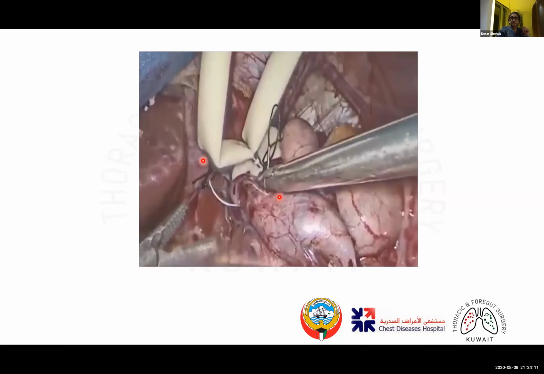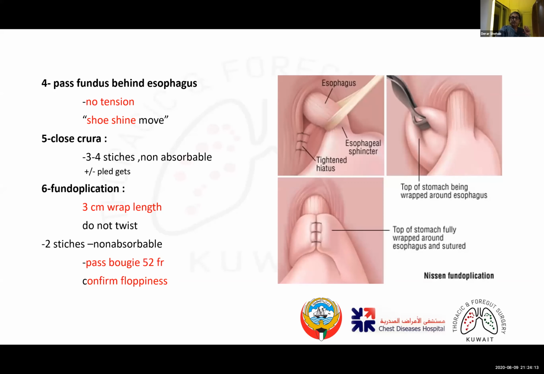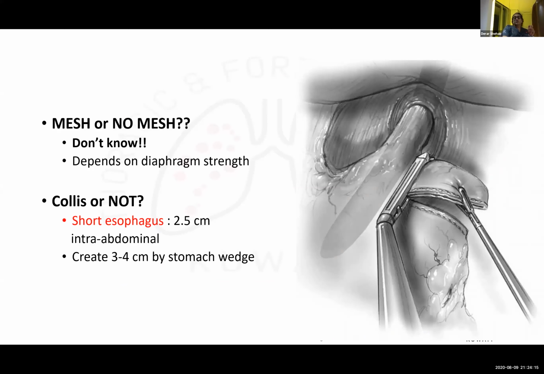All right. We'll skip that. So the question, Cam, is whether to use a mesh or non-mesh. In fact, we don't know. I can defend both schools, but I think it depends on your assessment intraoperatively. If the repair is weak or the crura or diaphragm is weak, I think you should reinforce it with the mesh. If you want to use mesh, make sure you use a soft one.